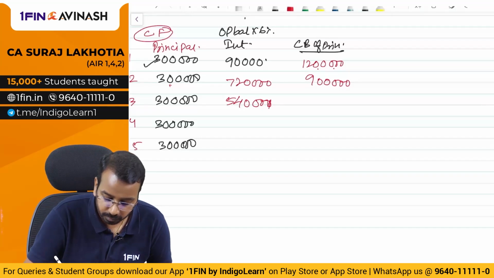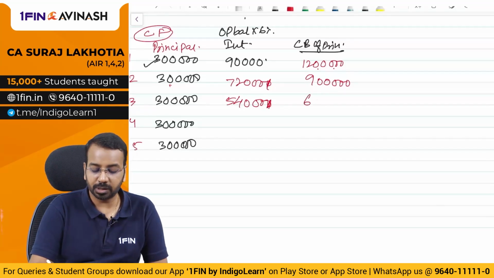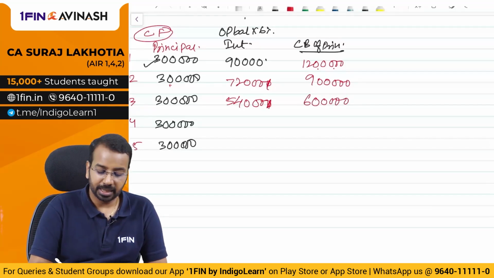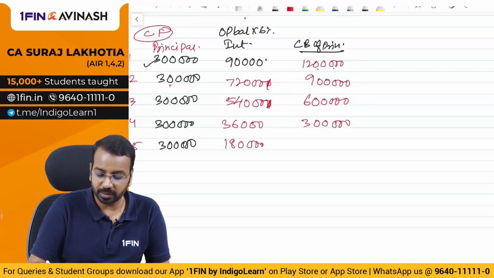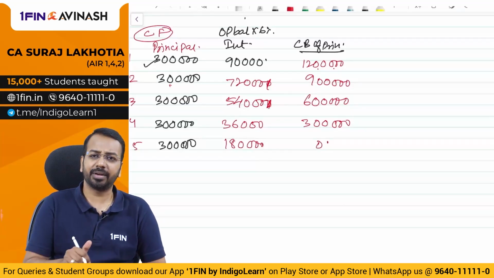9 lakh outstanding, next year you have to pay interest of 6%, 54,000. How much is the closing balance? 6 lakhs. Next year interest will be 36,000. How much is the closing balance? 3 lakhs. Next year interest will be 18,000. How much will be the closing balance? 0.